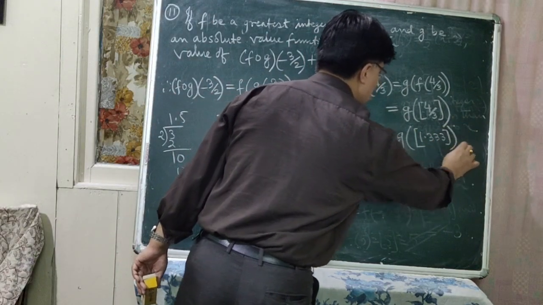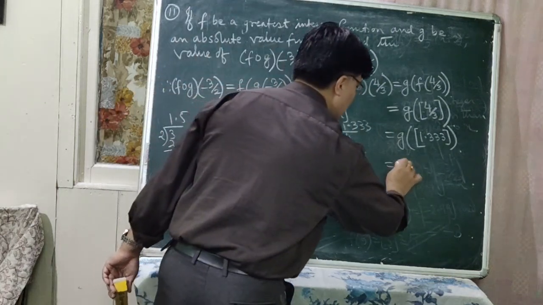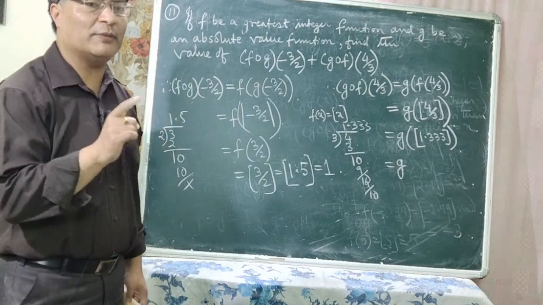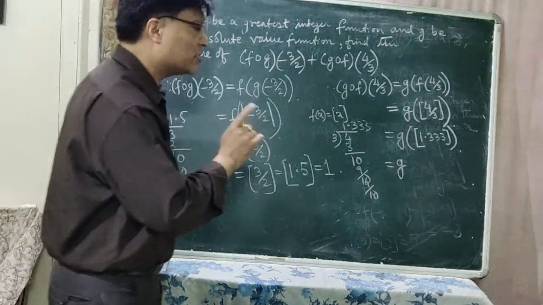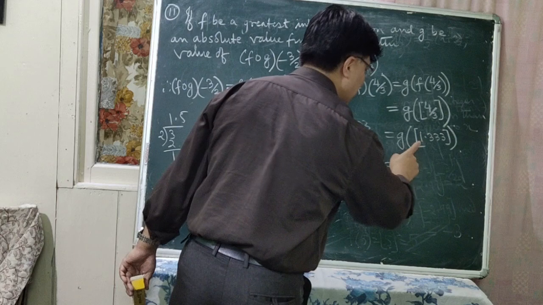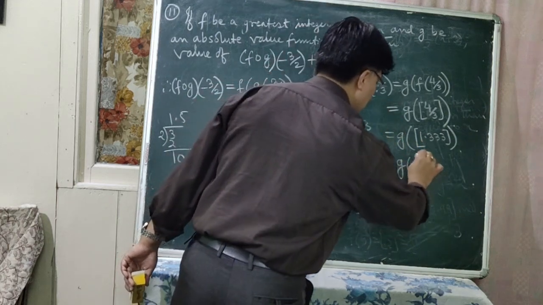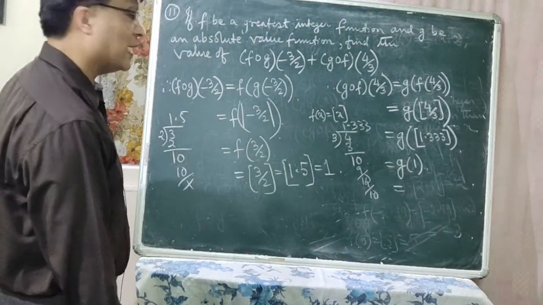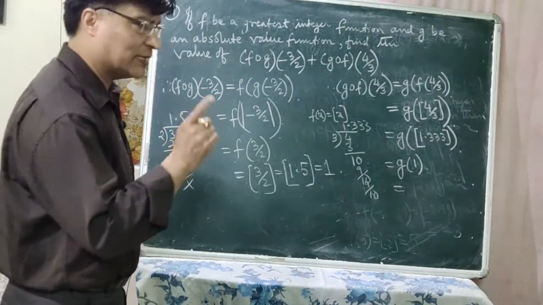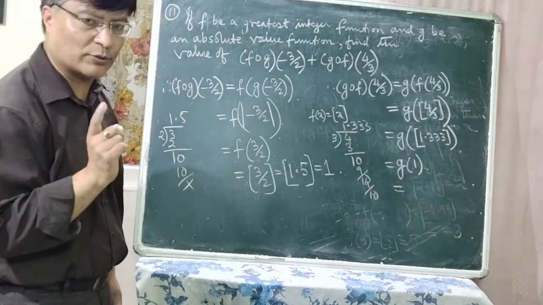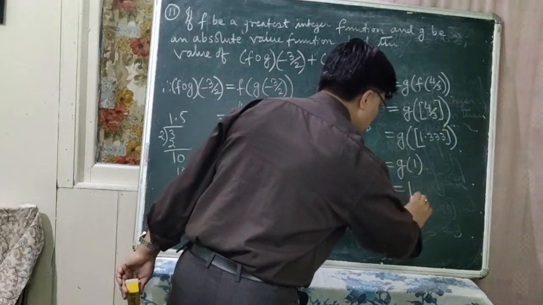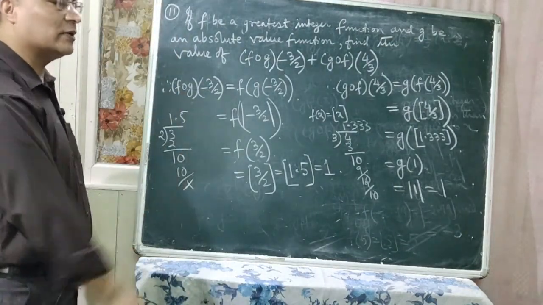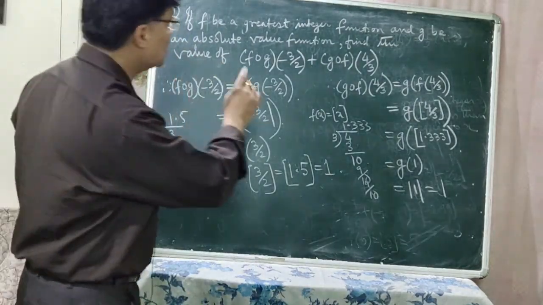It is 1.3333 etc., right? So which is equal to g of the third bracket 1.33333. Which is the greatest integer which is less than 1.333? That is your 1, right? So it is g of 1. You know that g is the absolute value function, isn't it? That is g of x is equal to mod x. So g of 1 means mod 1, which is equal to 1. So I think you have understood it.